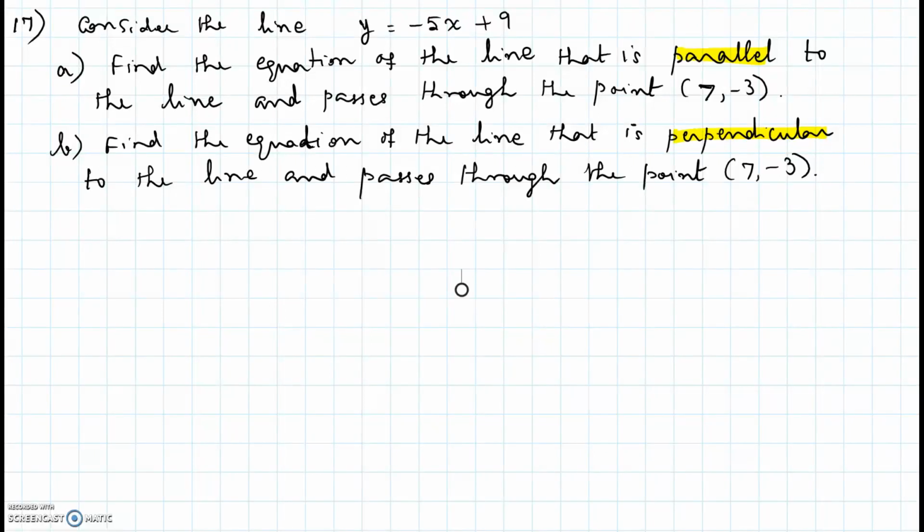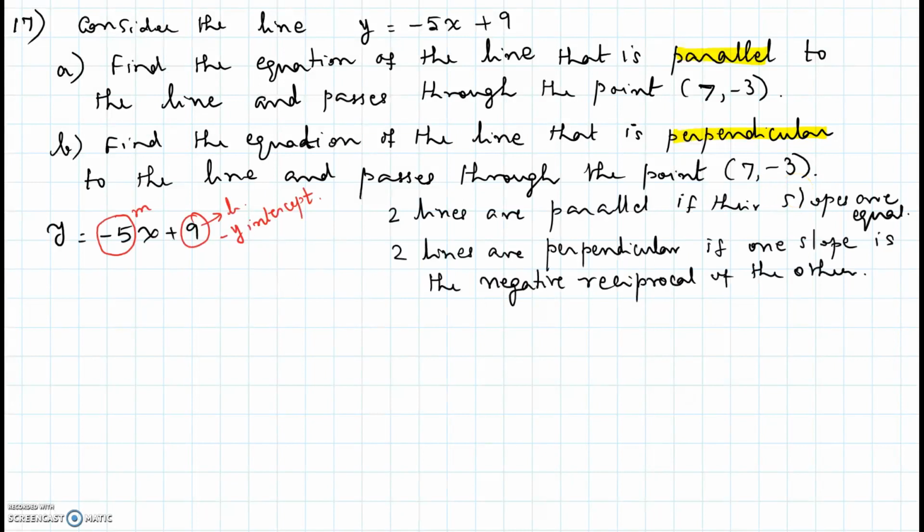Hi, in this video I will be showing you problem number 17 of practice exam 1, which covers chapters 1, 2 and 3. Consider the line y equal to negative 5x plus 9. A. Find the equation of the line that is parallel to the line and passes through the point (7, negative 3). Part B. Find the equation of the line that is perpendicular to the line and passes through the point (7, negative 3).